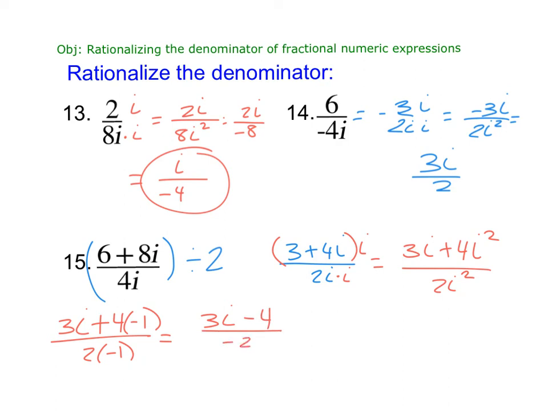So now again, I'm good with you leaving it like that. Depends on the teacher, IXL, they do make you rewrite it in the form of a plus bi. So that would be 2 minus 3 over 2i. It's just taking that and breaking it up.